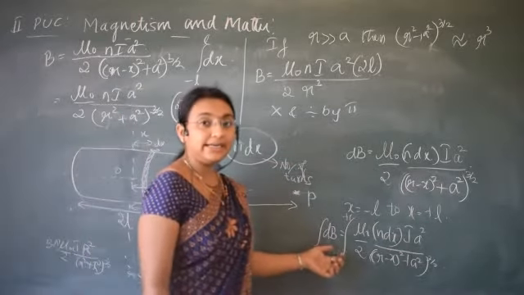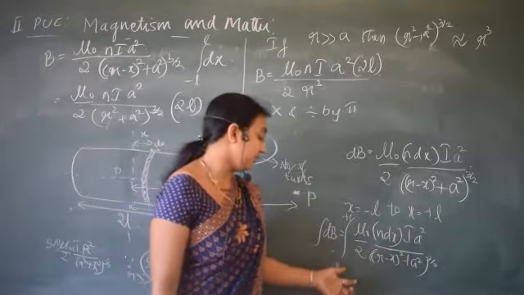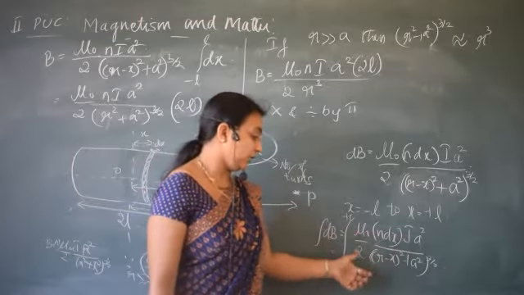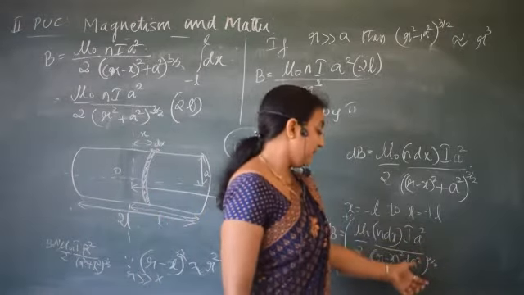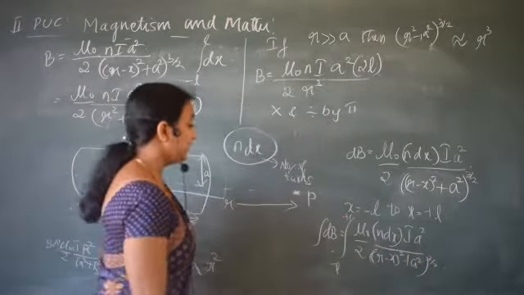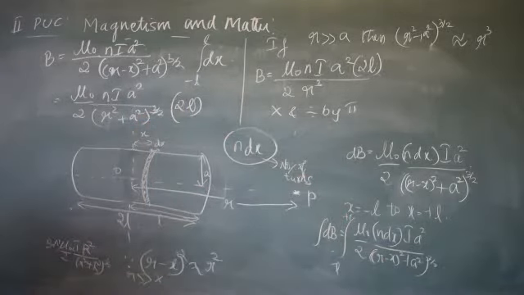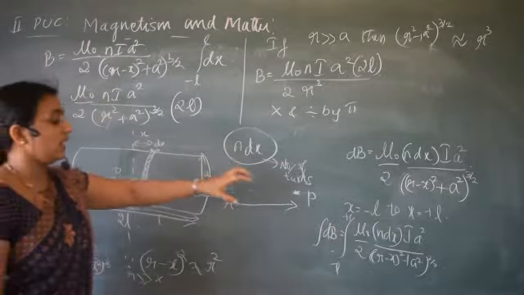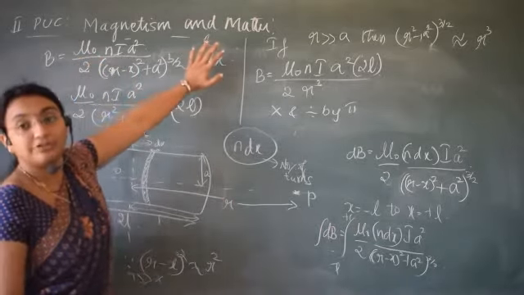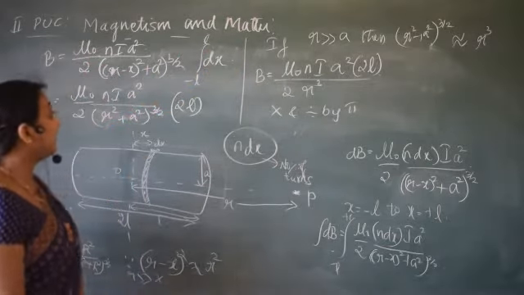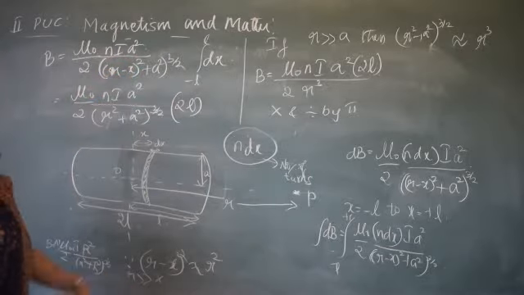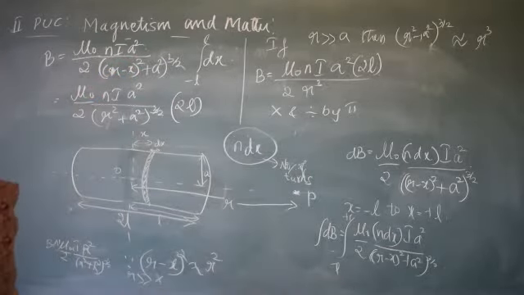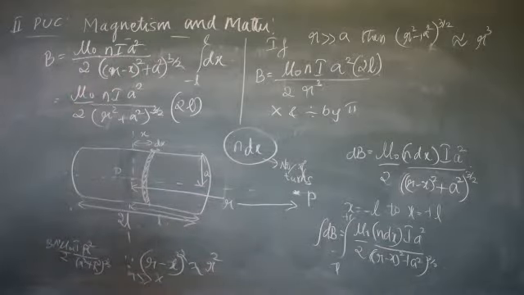Therefore, integration of dB is equal to integration from minus L to plus L, mu naught by 2 n dx I a square by r minus x the whole square plus a square to the power 3 by 2. Next step is here. Integration of dB gives B is equal to mu naught by 2 n I a square, which is all constant. We will keep it outside; what is not constant, the varying value, we will keep for integration, r minus x square plus a square to the power 3 by 2, into integration from minus L to plus L of dx.